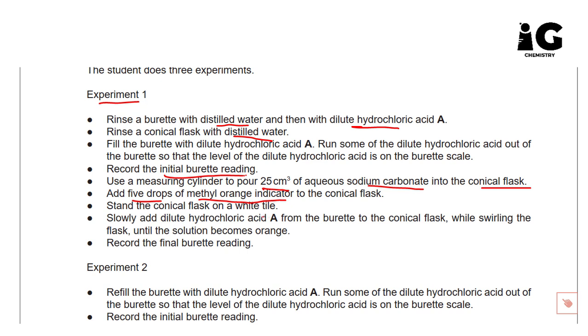Stand the conical flask on a white tile, also a white tile below that conical flask. So slowly add dilute hydrochloric acid A from the burette to the conical flask while swirling the flask until the solution becomes orange. So orange here is the end point for the titration, and then record your final burette reading. So actually, guys, we need to imagine what happens. So this is experiment 1. I recommend everyone to do something like a draft for yourself in your paper to ease the understanding of the question.